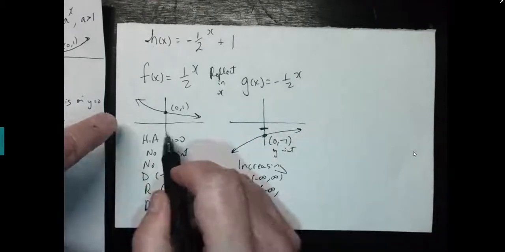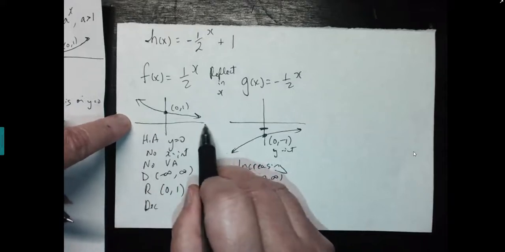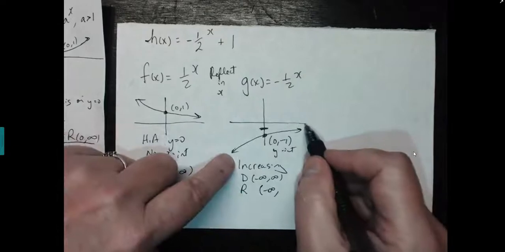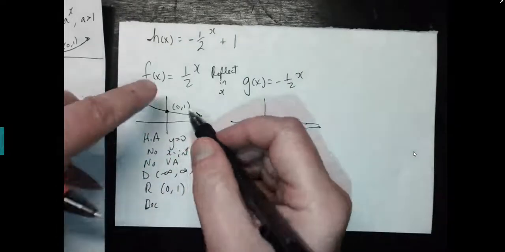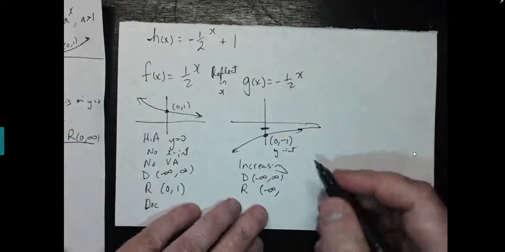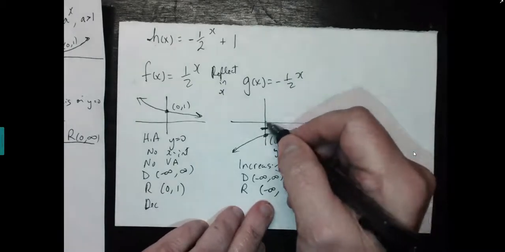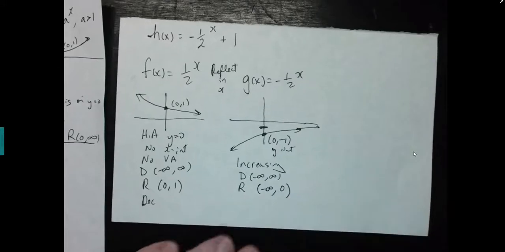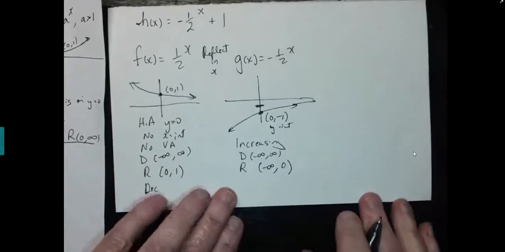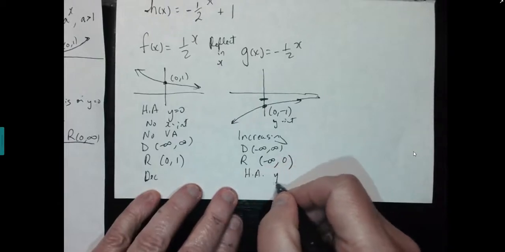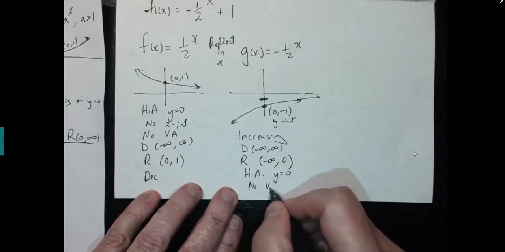Now, this had a horizontal asymptote of the x-axis, and this will as well, because I'm just flipping it over the x-axis. So the range is going to go from negative infinity up to, but not including, 0. Okay. The horizontal asymptote is still going to be the x-axis, and there's no vertical asymptote.